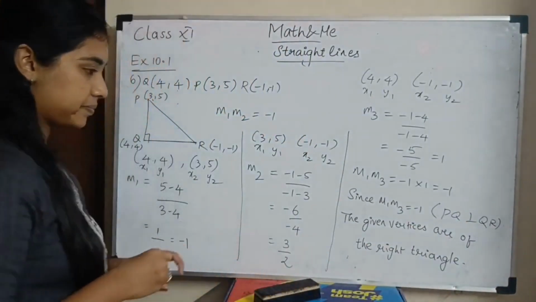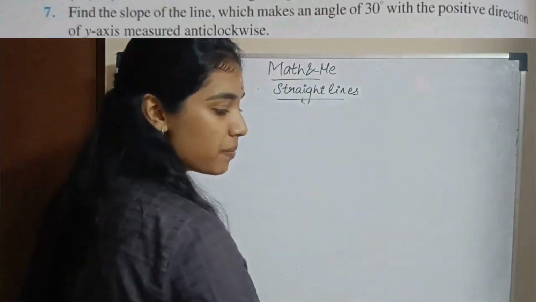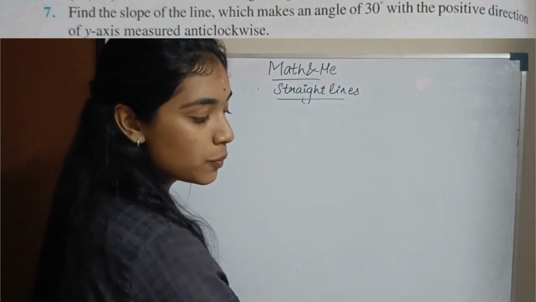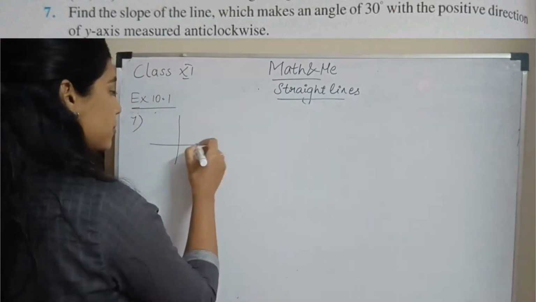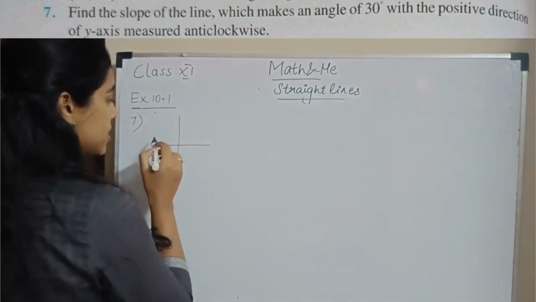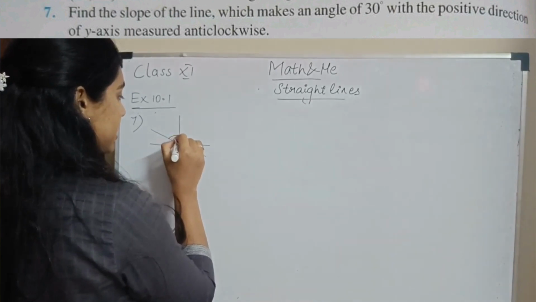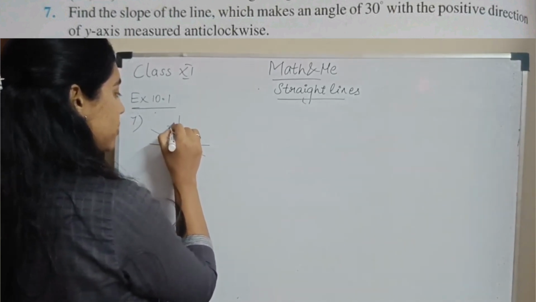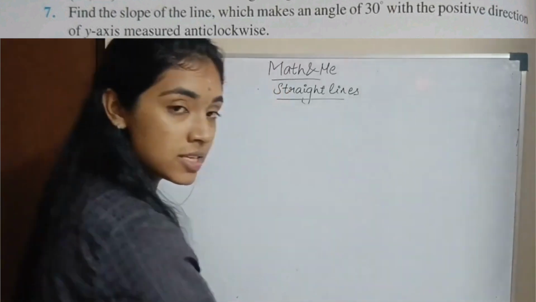Okay. Question number 7. Find the slope of the line which makes an angle of 30 degrees with the positive direction of the y-axis. What is the positive direction of the y-axis? This is the positive direction. So it is given that the line makes 30 degrees with the positive direction of the y-axis. We need to find the slope of the line.